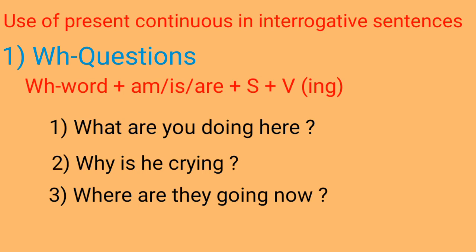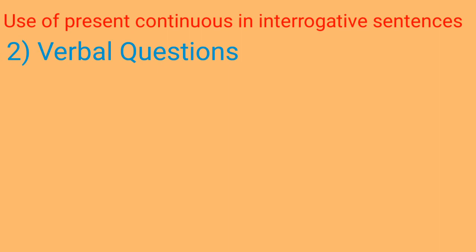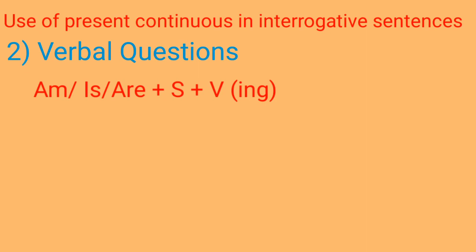After WH questions, let's see how to use present continuous tense in verbal questions, means yes no type questions. For making verbal questions of present continuous tense, we also have a particular structure, and the structure is am slash is slash are plus subject and plus verb with ing form. Now try to recall our previous video in which I cleared that a verbal question always starts with helping verbs, and here the question is starting with am, is or are, and am, is, are are helping verbs.